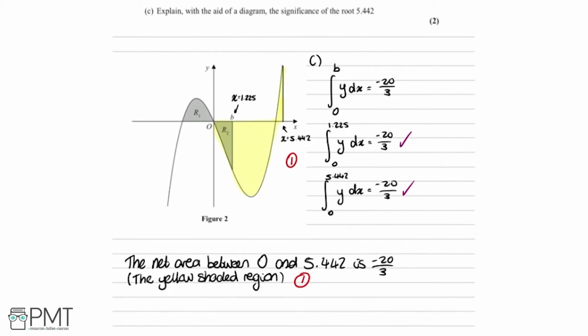There are also other possible answers you could give for why x equals 5.442 is significant. For example, that between x equals minus 2 and x equals 5.442, then the area above the x-axis is equal to the area below the x-axis. And there are some other statements like that you could give. However, this is the one that I chose.